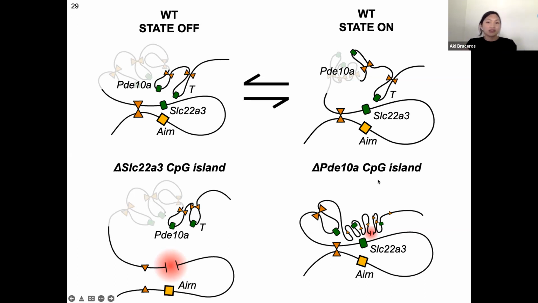And this was definitely the most surprising result, given that we initially just looked at PDE10A as just a silenced target by Airn. But now we're appreciating more, through some RNA-seq data, that the PDE10A gene is actually only mildly repressed by Airn and exhibits what's called a bivalent chromatin state, which just means that it's poised to be active or silenced.